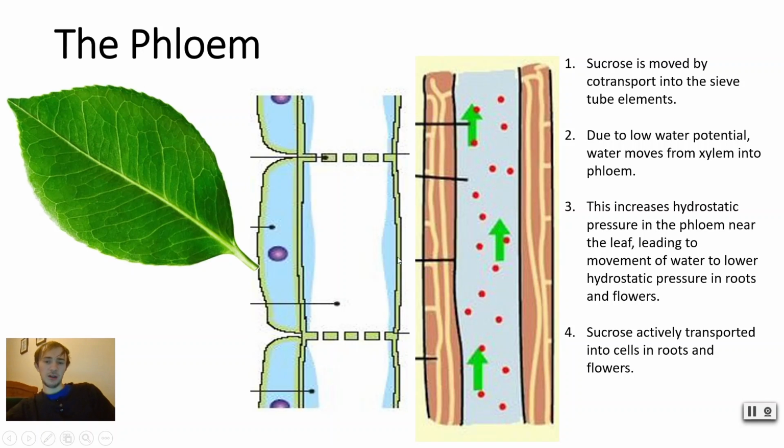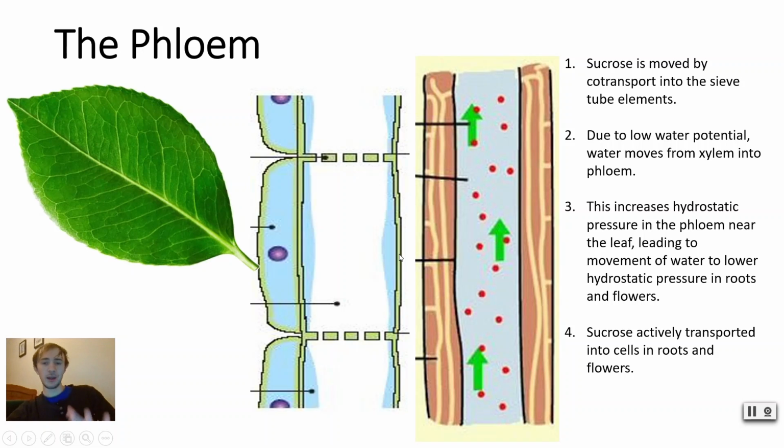The xylem here is full of water, pretty much solely water, very high concentration of water. It's got a high water potential. So if you have a high water potential in the xylem and a low water potential in the phloem, then water will move from the xylem into the phloem. And that's stage 2 here. So water will move from the xylem into the phloem. And that will happen pretty much continually near the leaves.